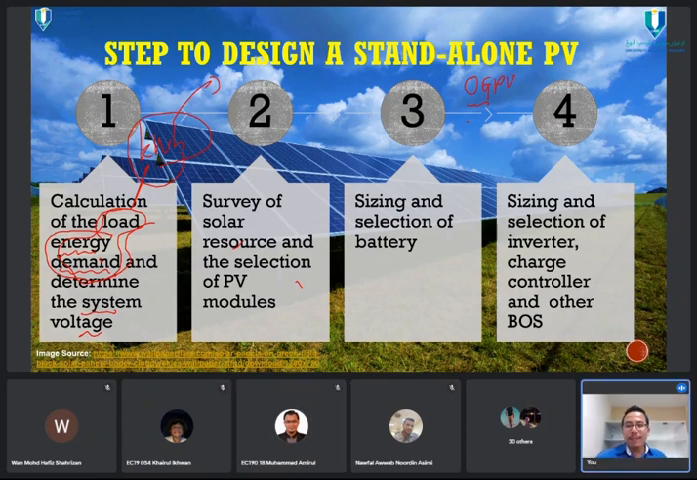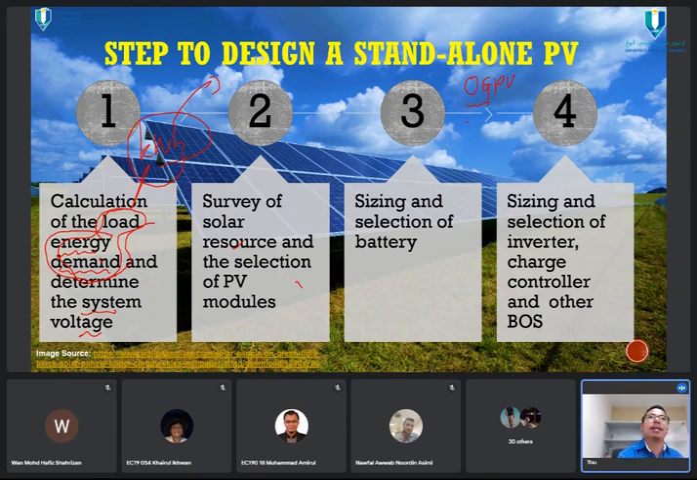Okay. Alright. And then after we know the energy demand, we limit our nafsu to that energy demand only. Then we choose the appropriate system voltage by considering that we are not going to upgrade at that moment. If we want to upgrade, then we need to revisit balik and recalculate all the calculation. Maybe you need to add one more module or batteries. Then survey of solar resource and the selection of PV modules.